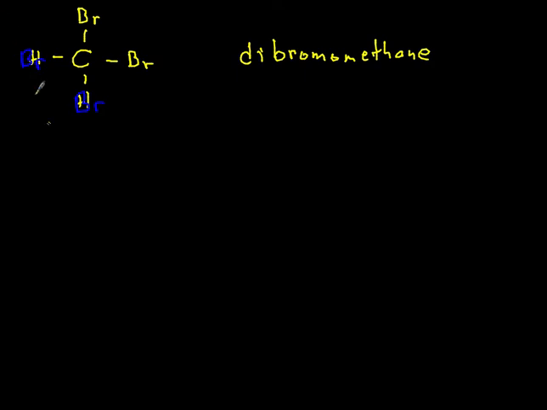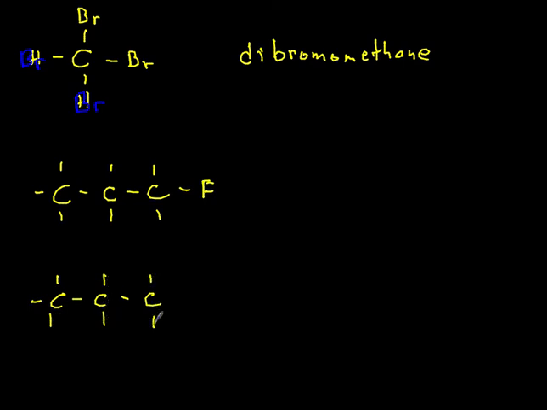All right, so let's look at a longer one. Let's say that we had a propane with all of the H's around it. I'm not going to draw the H's in this case, but these are all full of H's. Let's say we take off one of those H's, this H right here, and we replace it with a fluorine. Okay, and let's do another one. This time we take off this H and put a fluorine there.